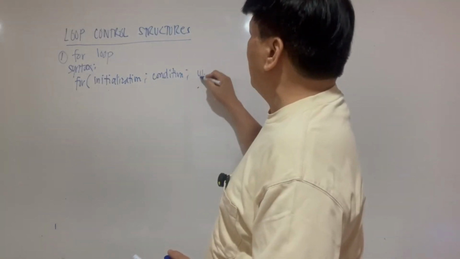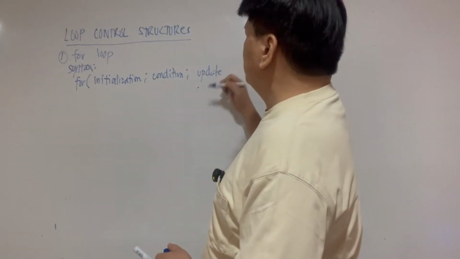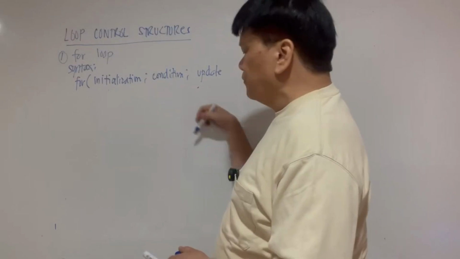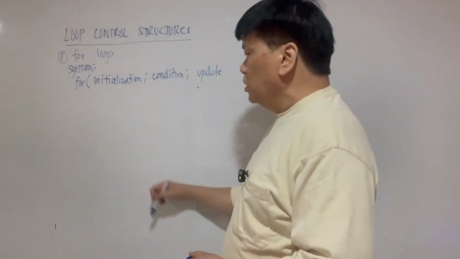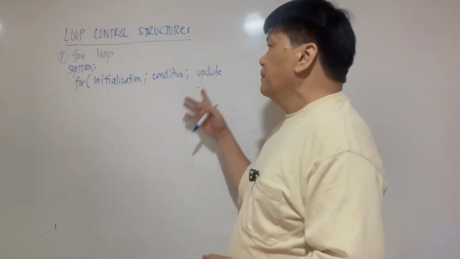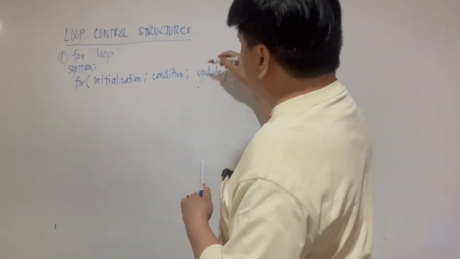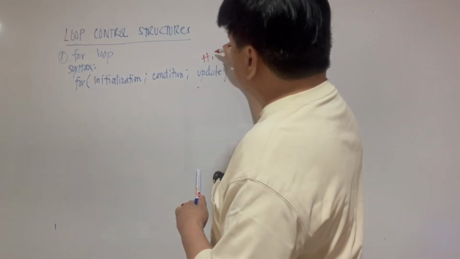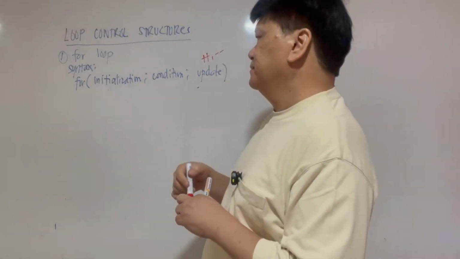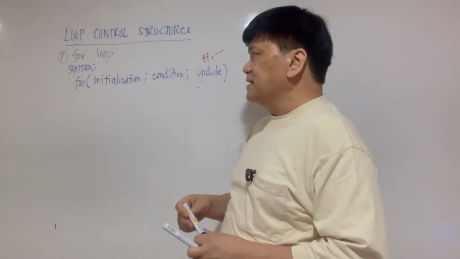Then lastly, update. But before you do the update, you have to go first to the body of the loop. All the statements will be executed prior to the update. For the update, either you increment it or decrement it. So this is the syntax for our for loop.